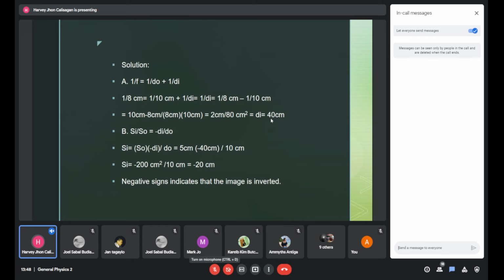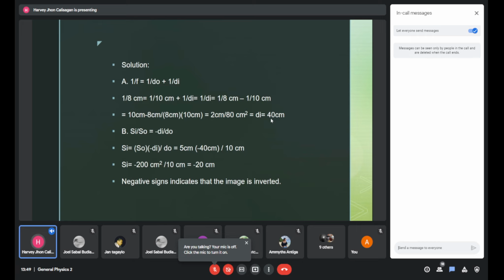Our next one, we'll be looking for the size. What will be the size of the object or of the image? I'm sorry, of this image. So we'll be using the formula SI over SO is equal to negative DI over DO. So this is the linear magnification case here. To get the SI, we'll be creating a new formula. From the derived one, we have SI now equal to SO times negative DI divided by DO.